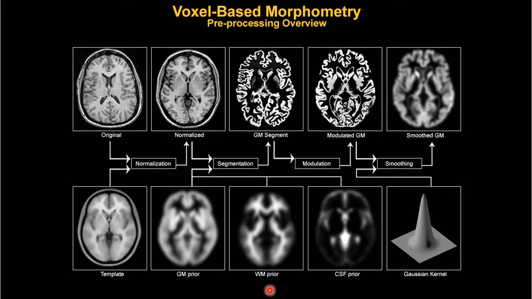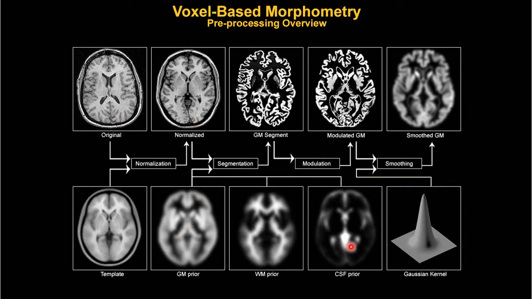This is something that might look frightening, and it is frightening. This is what is implemented in the VBM, voxel-based morphometry toolbox. First, you have original images. Then, with the help of a standard canonical template, you do normalization. This is the normalized image, which fits much better to the template than the original one.